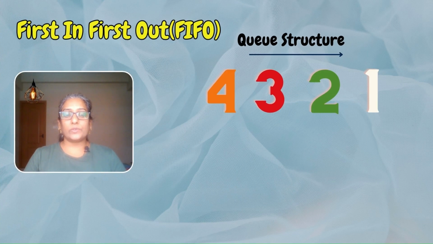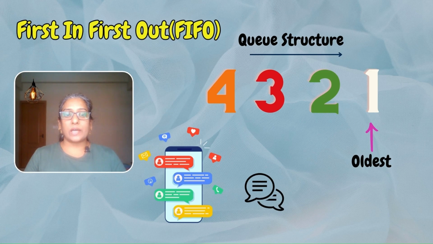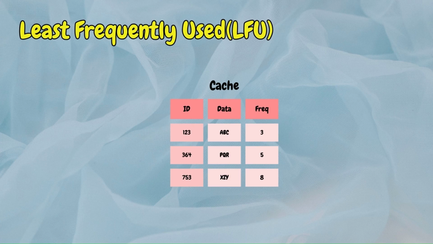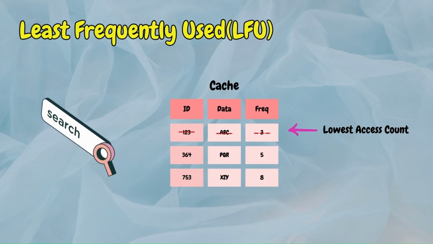In a first in first out cache, the oldest items are removed first when space is required. For example, in a messaging app, when the cache is full and a new message arrives, the oldest message in the cache is evicted. Least frequently used caching removes items that are accessed the least frequently. LFU keeps track of access frequency, and when space is limited, it removes items with the lowest access count. For example, in a search engine cache, less frequently searched queries may be evicted to make room for popular ones.